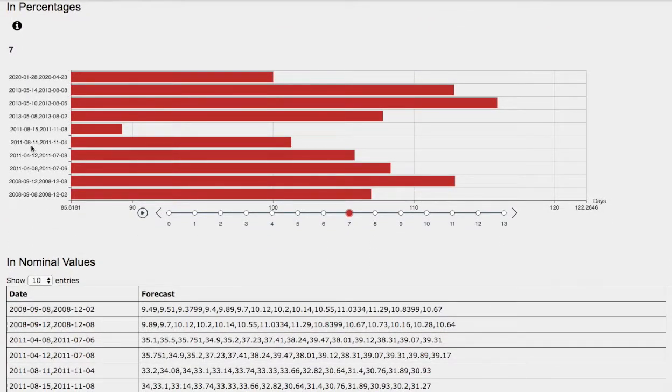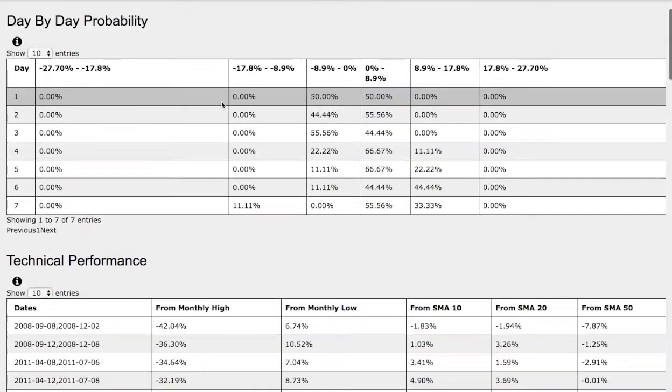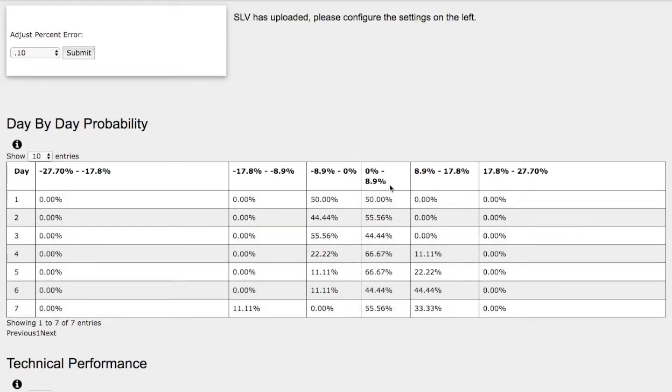So the model that we just examined was August 11, 2011 to November 4, 2011. Back then, silver was only up around 1.3%. And if we head back to the day-by-day probability model, that coincides with this standard deviation, a 55% chance for silver to climb between 0 and 9%.